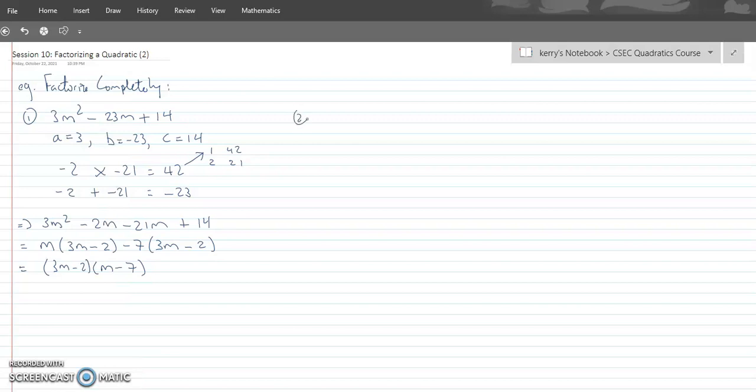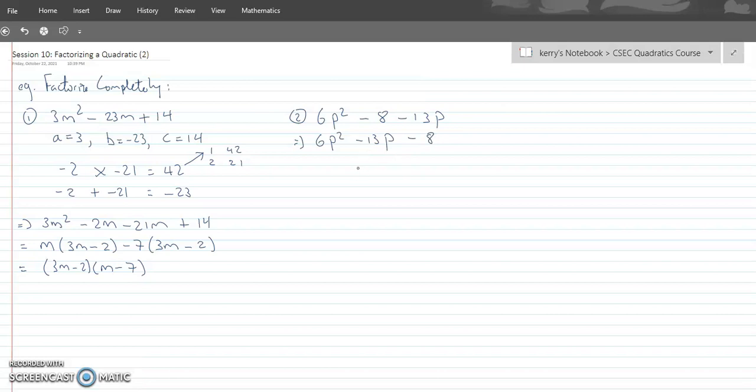Let's go again. Number 2. Let's go with 6p squared minus 8 and 13p. Good. So again, now sometimes it could come like this here. Right, now remember the first step is really to arrange it in descending order of powers: p squared, p, then term without p. So when we rearrange this, it becomes 6p squared minus 13p minus 8.